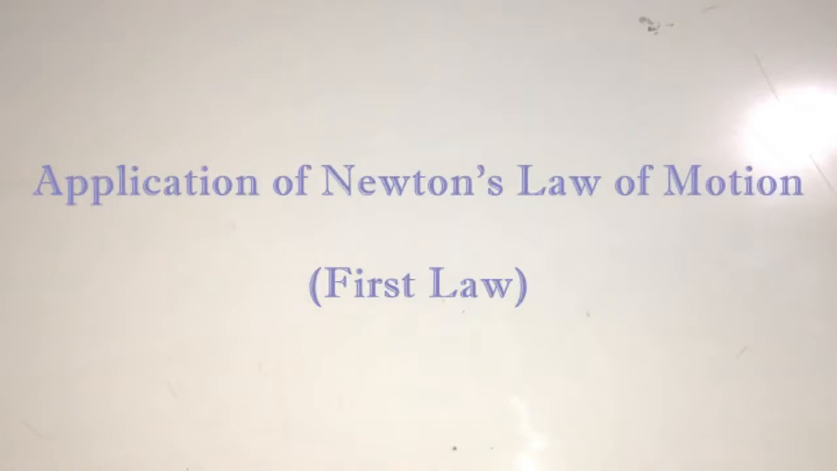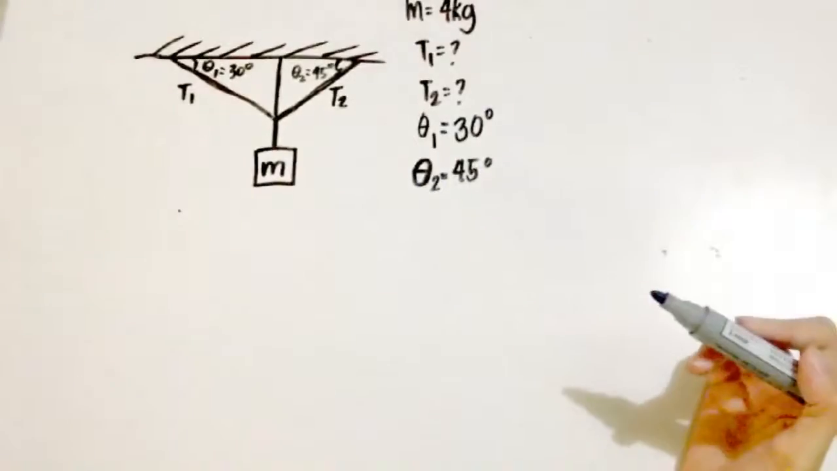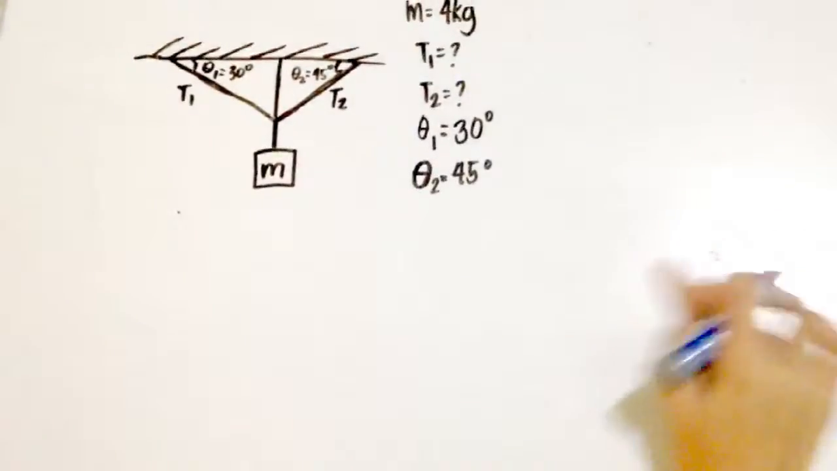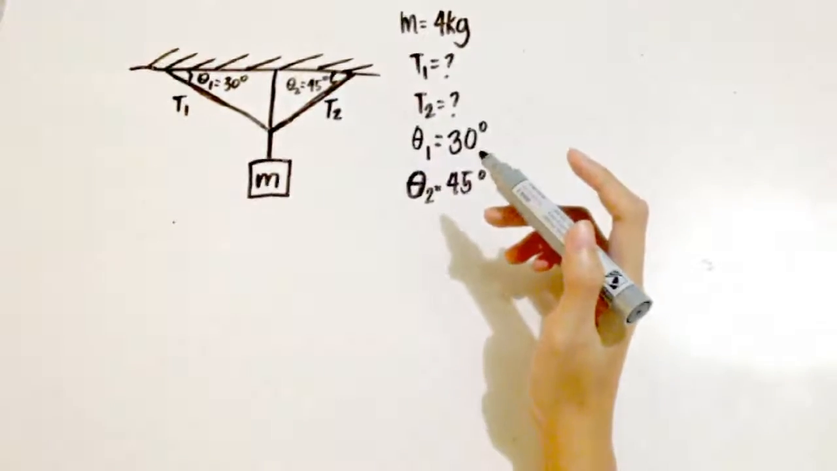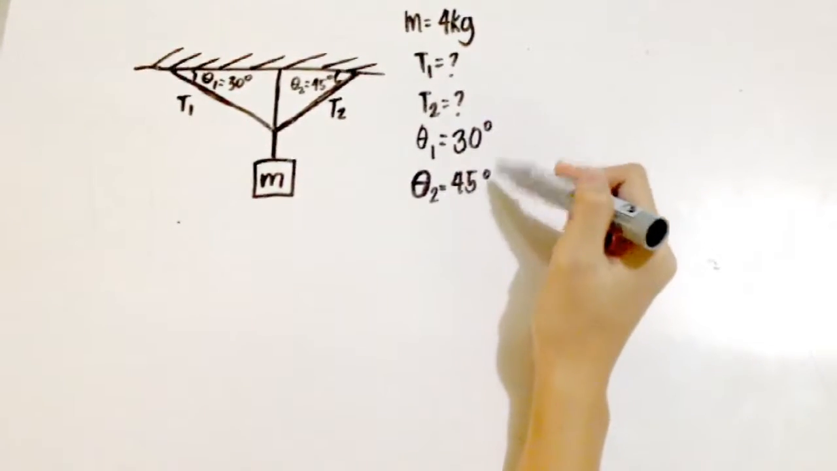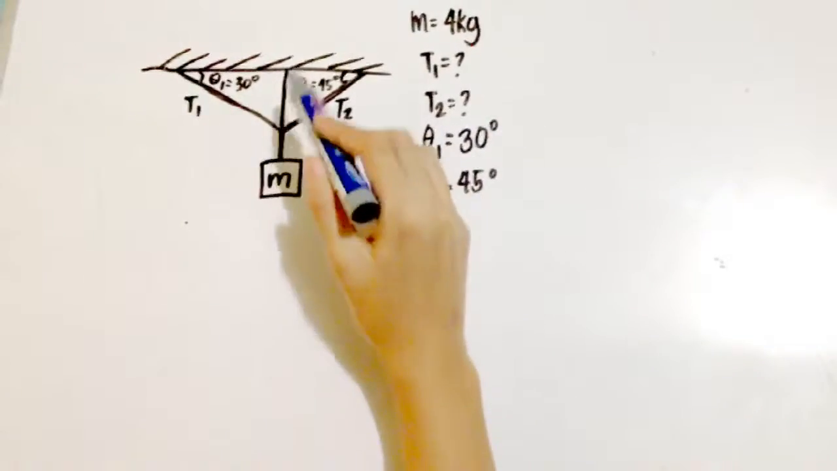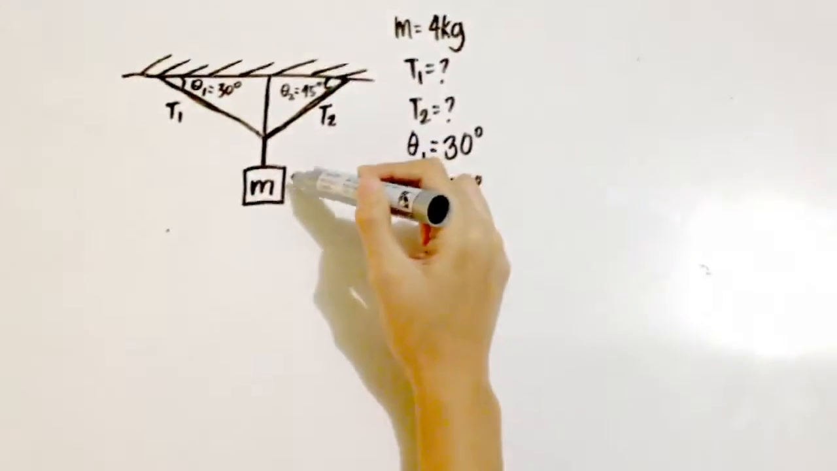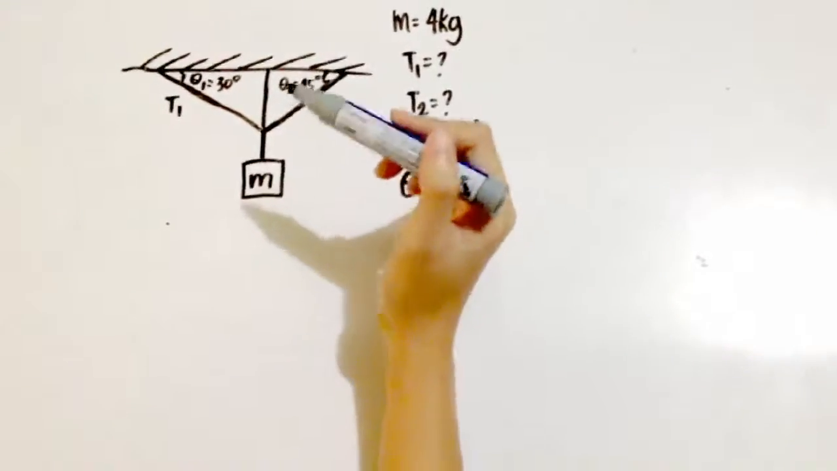Give you a tutorial on the application of Newton's law of motion. So here we have a static problem where the angles are not the same. There's two strings attached from a ceiling. They come together and there's a box suspended that has 4 kilograms mass.